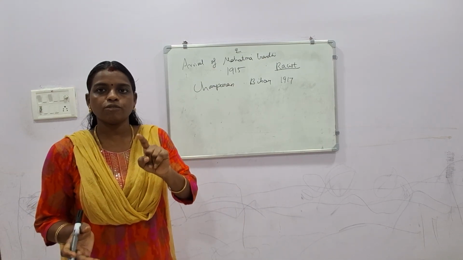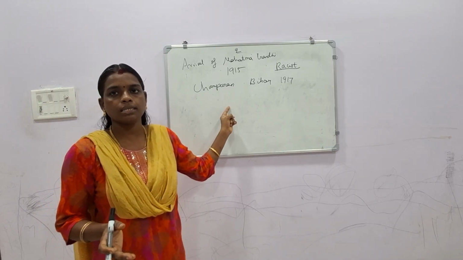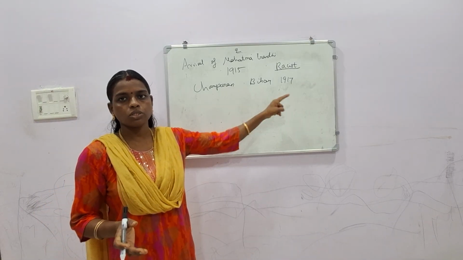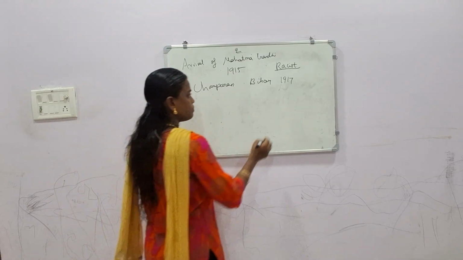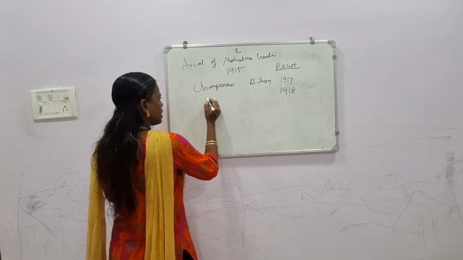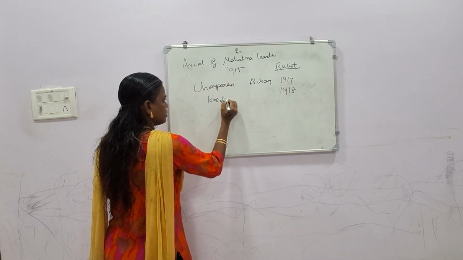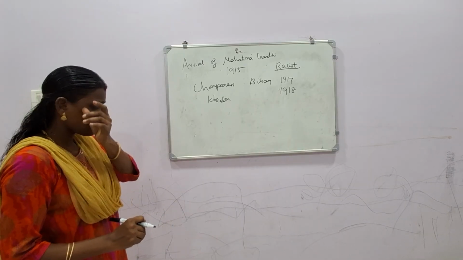So the first satyagraha carried out by Mahatma Gandhi in India was the Champaran Satyagraha. Champaran was a place in Bihar. That satyagraha took place in the year 1917. The second satyagraha was in the year 1918. After Champaran, next is the Keda Satyagraha. Keda was a place in Gujarat.